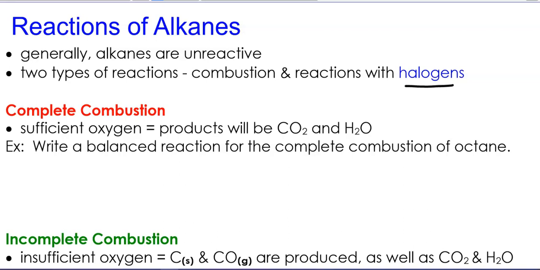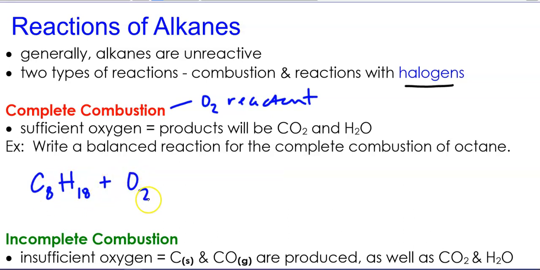That's what combustion is. So O2 is a reactant. When you get that with an alkane or a hydrocarbon, your products are going to be carbon dioxide and water. So for example, you could have octane. So octane would be C8H18, plus O2, you're going to get CO2 and water.